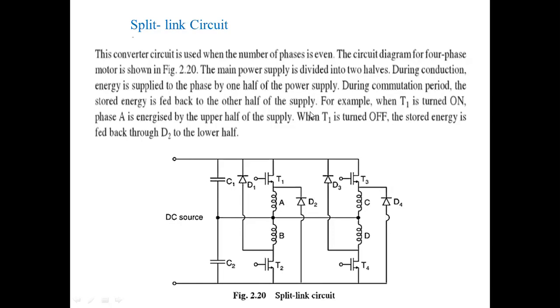For example, when thyristor T1 is turned on, phase A is energized by the upper half of the supply. When T1 is turned off, the stored energy is fed back through D2, not D1, through D2. Why? Because coil A is connected like this, D2 to the lower half. The power is not fed back to the upper half. It is fed back towards the lower half.